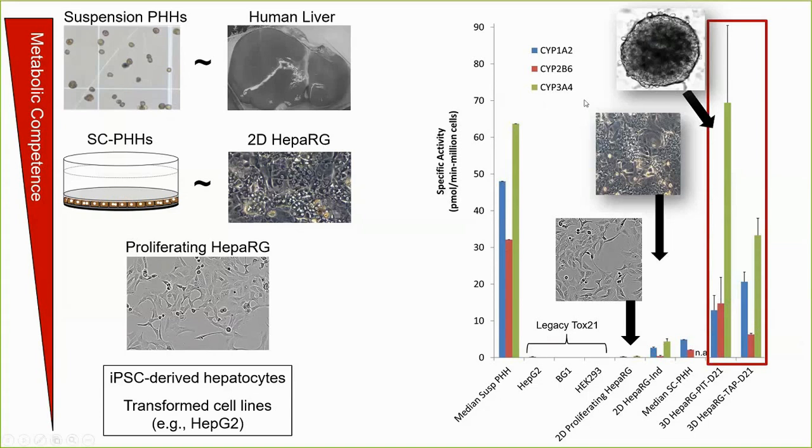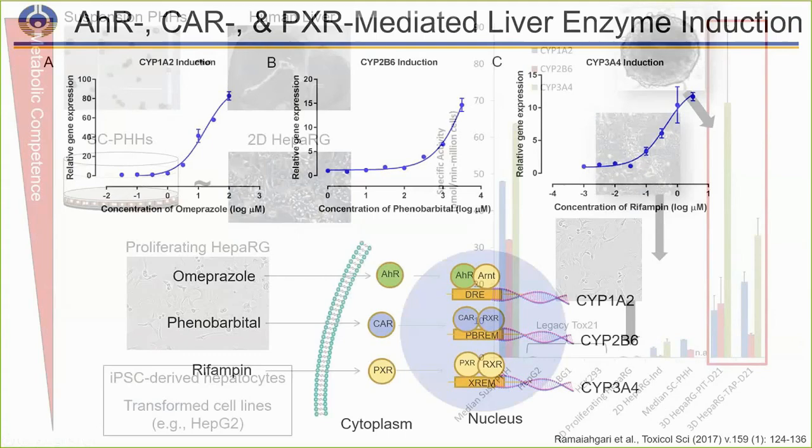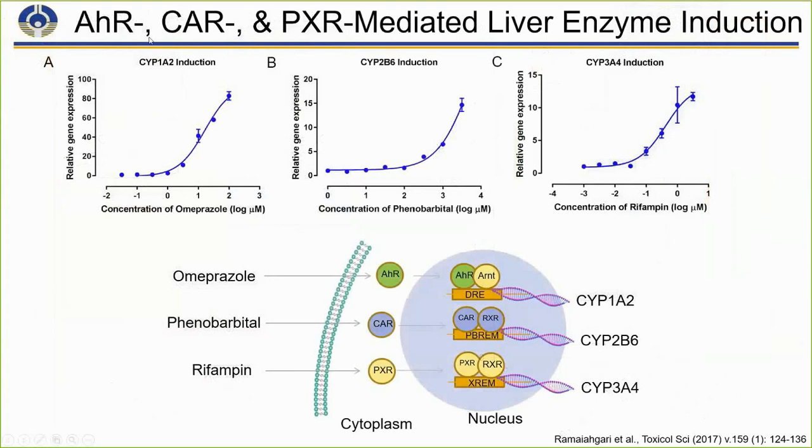And so we're continuing to work in this area to see how many of these spheres we need to get a full biomass of that. But for screening purposes, these definitely are meeting the mark. And not only do they meet the mark in terms of metabolic activity, but they also retain responsiveness to hepatic receptor signaling activators. So omeprazole is an activator of AHR, classical in drug development. Phenobarbital, as I mentioned earlier, is a CAR activator, and rifampicin is an activator of PXR.